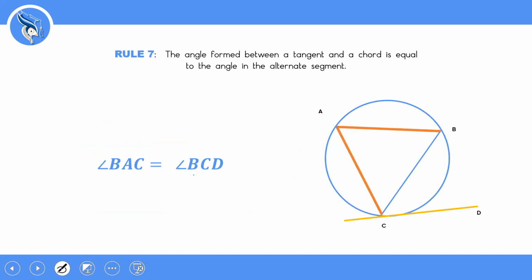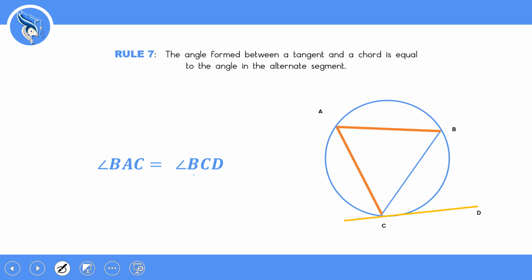Now, rule 7 says the angle formed between a tangent and a chord. A chord is a line segment that touches 2 points on the circumference without passing through the center, right? Well, that's not quite true, because the diameter is a chord that passes through the center. So basically, a chord is a line segment that touches 2 points on the circumference.